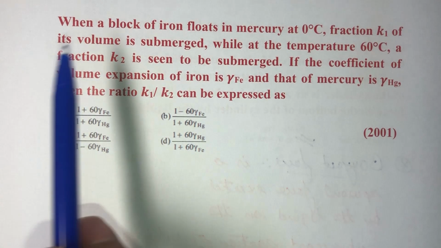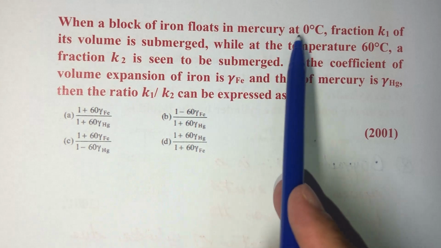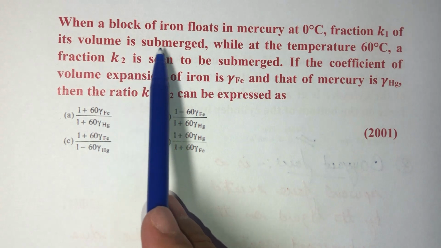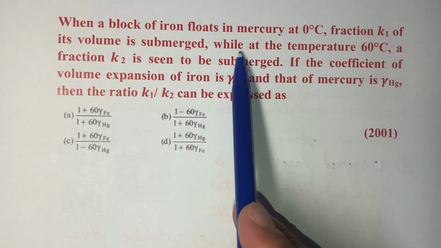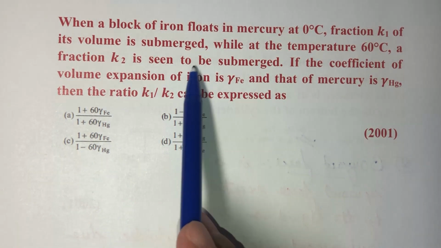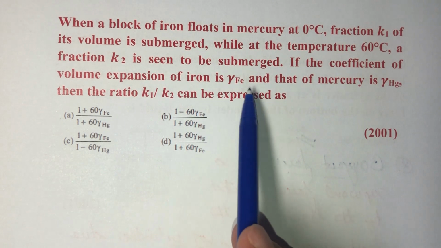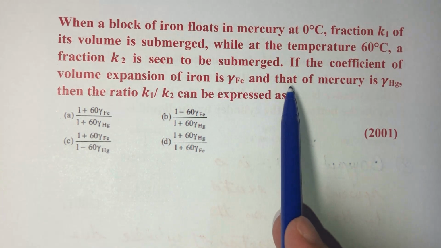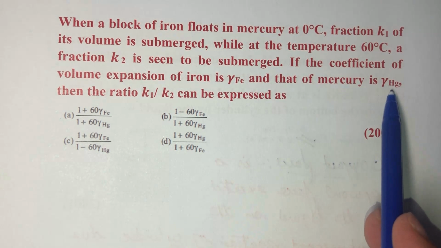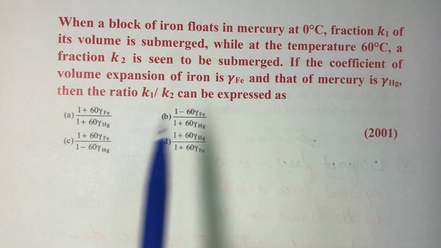Hello friends, today's question: when a block of iron floats in the mercury at 0 degree centigrade, fraction K1 of its volume is submerged, while at temperature 60 degree centigrade, a fraction K2 is seen to be submerged. If the coefficient of volume expansion of the iron is gamma Fe and that of mercury is gamma Hg, then the ratio of K1 and K2 can be expressed as.